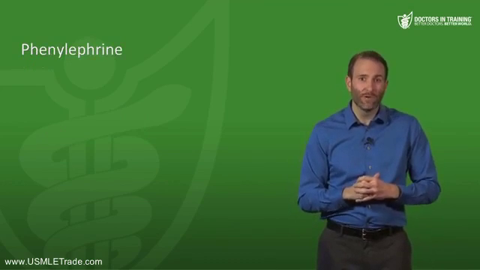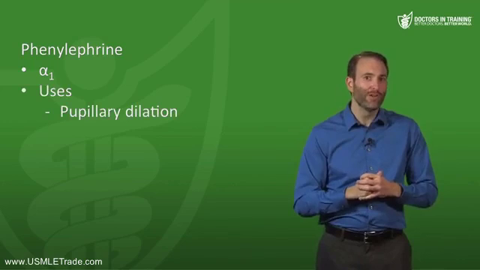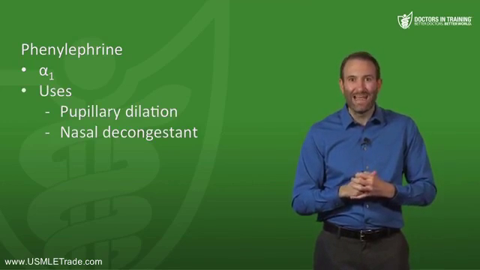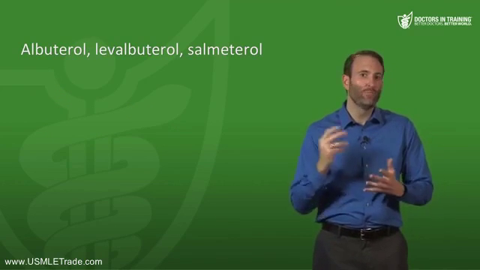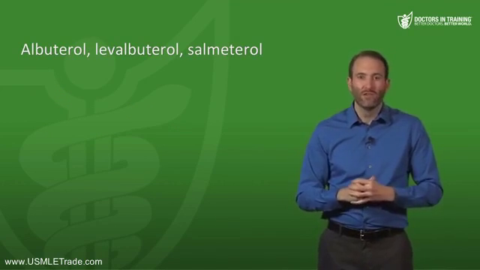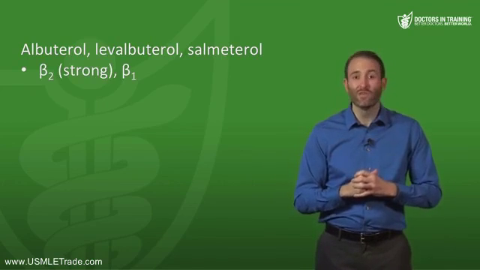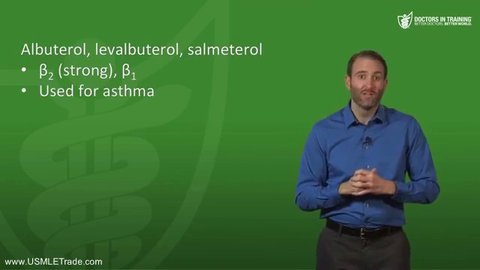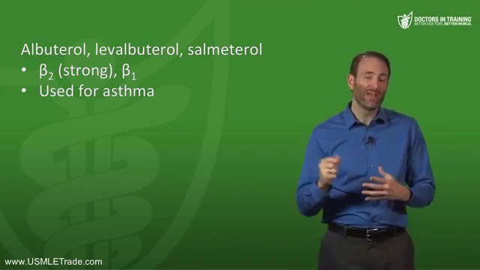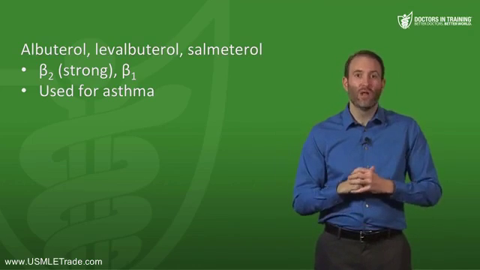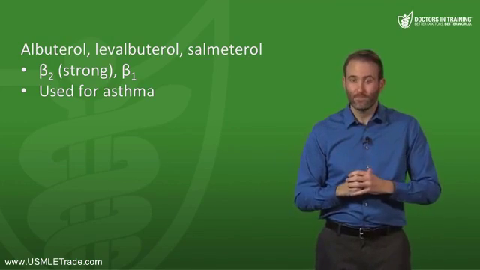Next, we have phenylephrine. So phenylephrine causes strong alpha-1 stimulation. This is used for pupillary dilation, very commonly used as a nasal decongestant. Next, we're getting into some inhaled products, so albuterol, levalbuterol, salmeterol. So these have strong beta-2 stimulation, maybe just a little bit of beta-1 as well. So these are used mostly as inhaled drugs for asthma. Now, because of their beta-2 stimulation, they cause bronchodilation. That's exactly what you want. Now, because of that slight beta-1 activity, patients will often get some tachycardia, though this is less pronounced in levalbuterol.